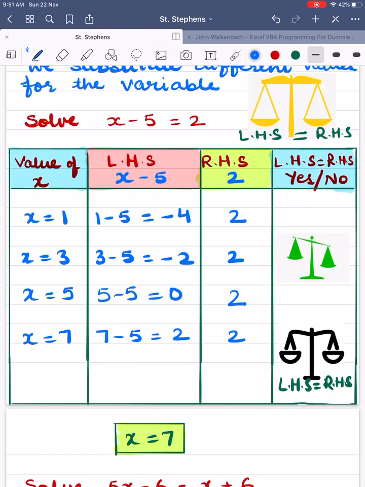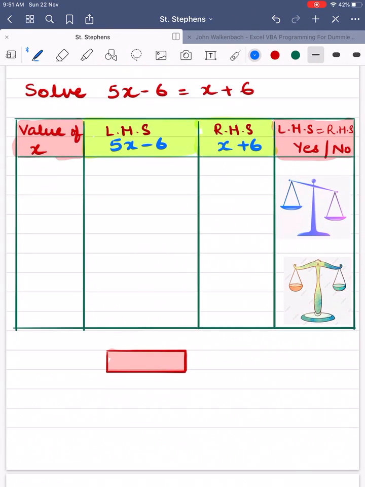Now let's solve the equation 5x minus 6 is equal to x plus 6. Now here 5x minus 6 is the left hand side and x plus 6 is the right hand side. Now both sides have the variable x. So we have to substitute different values for x until the left hand side is equal to the right hand side.